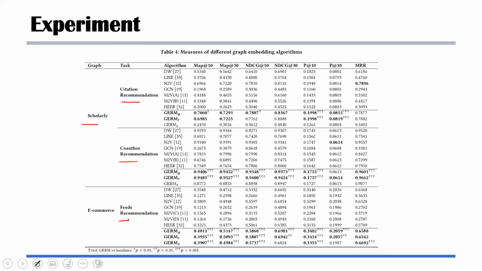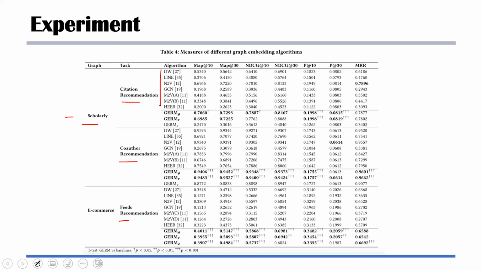Here the interesting part for the scholarly data is that even though we have the very same graph with the same topology, when the task is different, the activation outcome should be different.